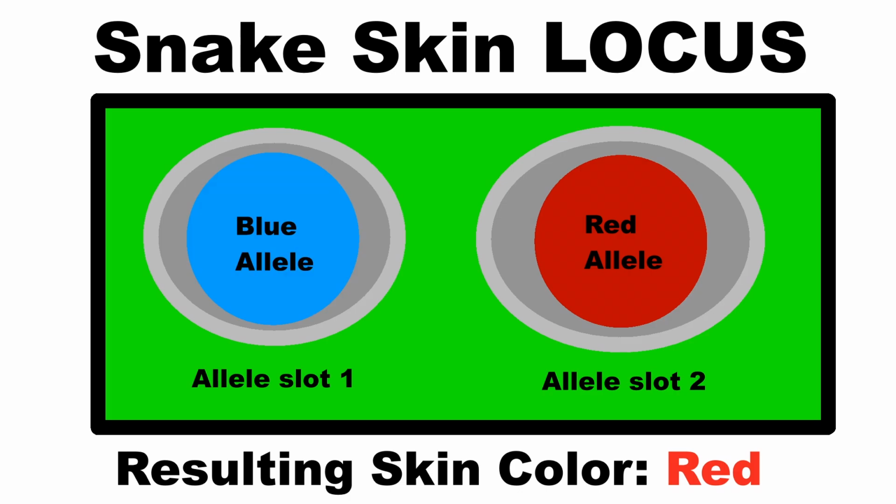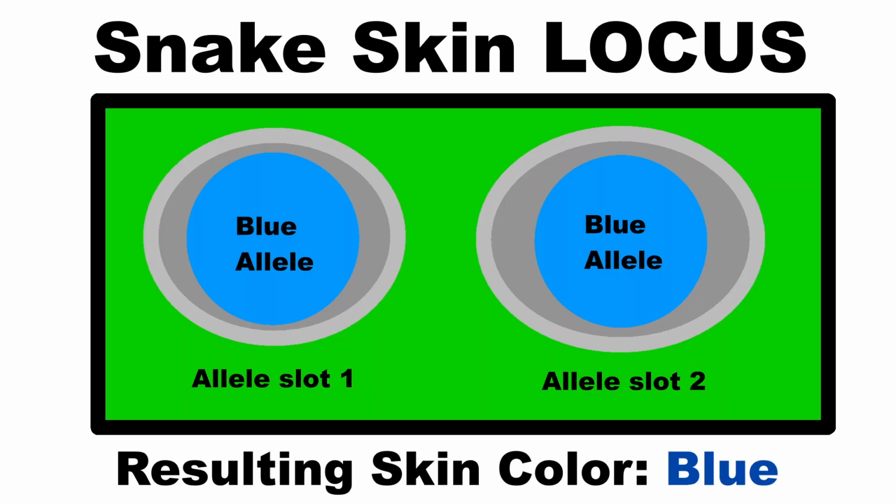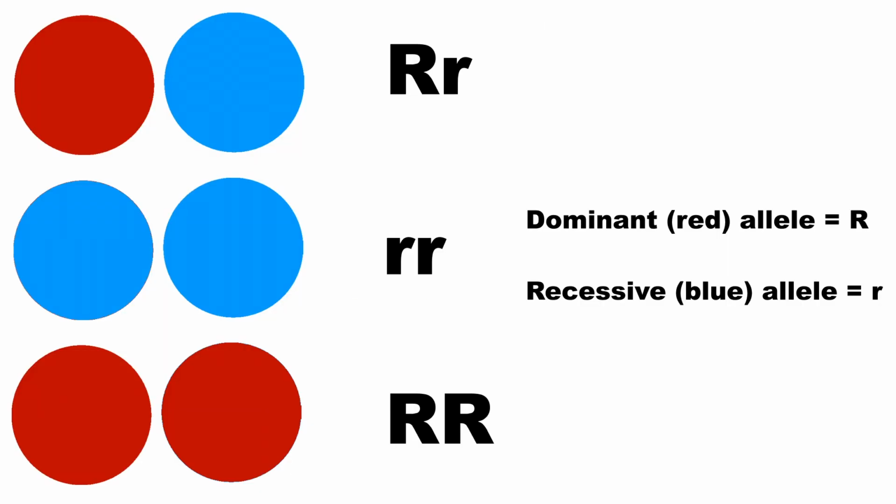Our snake with 1 red allele and 1 blue allele would therefore be written like this, capital R, lowercase r, the capital R representing the red allele, which is dominant, and the lowercase r representing the blue allele. And our snake with 2 blue alleles would be written like this, lowercase r, lowercase r. Now this lets us easily indicate dominant and recessive alleles with just 2 letters. Now these combinations of alleles also have unique names.